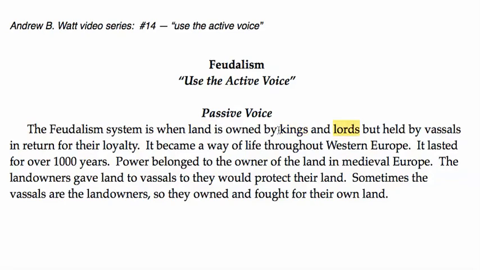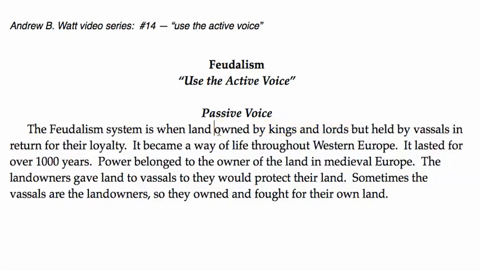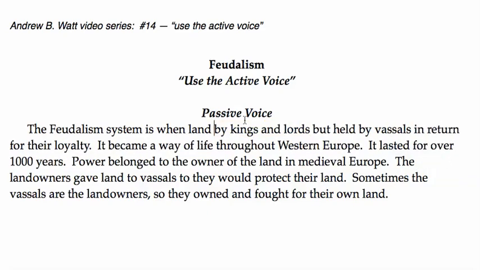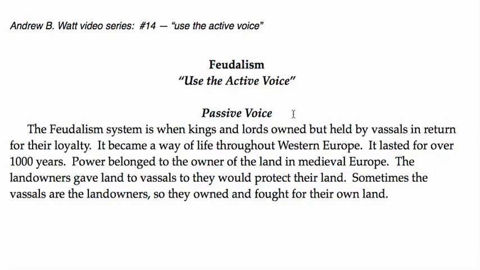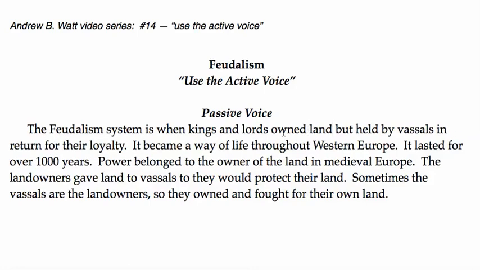Kings and lords might do something because these are people and this is a place. And so what we want to do is shift this sentence so that the kings and the lords come ahead of the land. And we're going to do that by taking out this word "owned," and we're going to shift the word "owned" after kings and lords. And we're going to take this land and put it like this. The feudalism system is when kings and lords owned land.